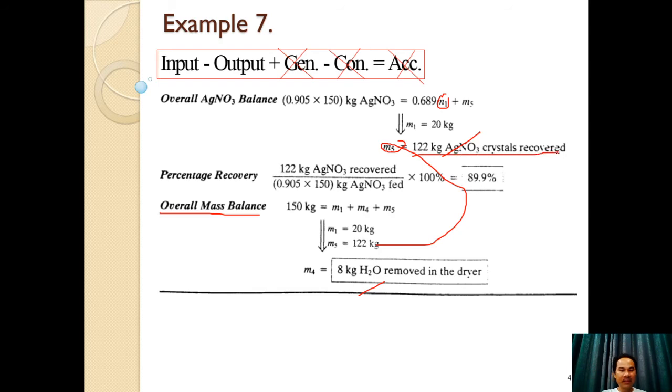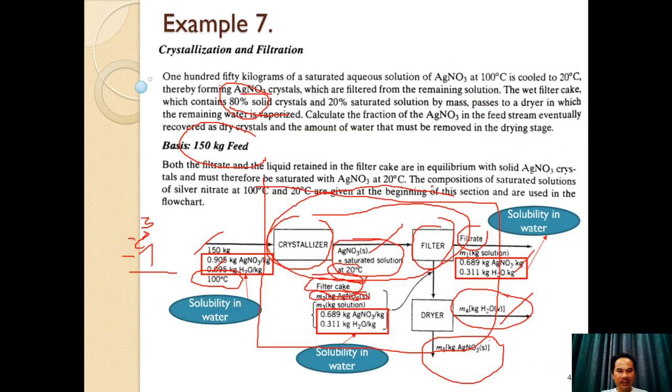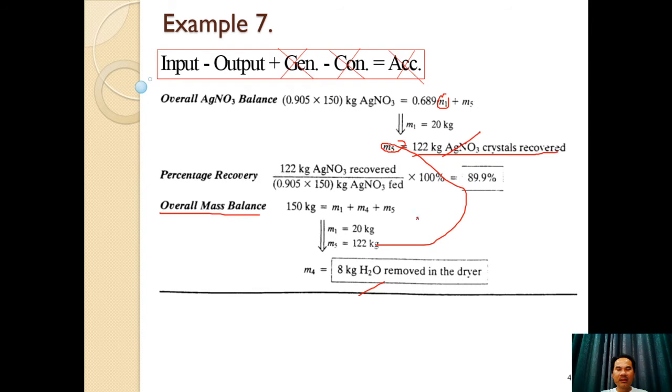How much silver nitrate is in the feed? Silver nitrate in the feed is 0.905 multiplied by 150. You can calculate the recovery percent by multiplying by 100. It is the silver nitrate recovery out of the system, divided by silver nitrate in the feed, times 100%, and you get 9.9%.